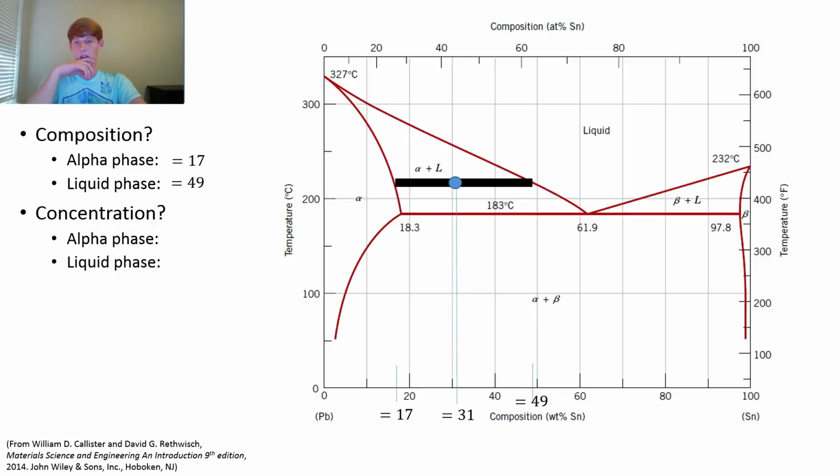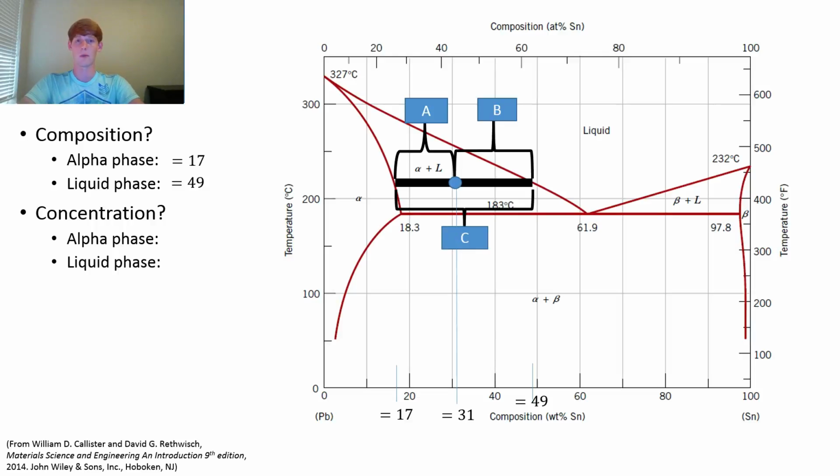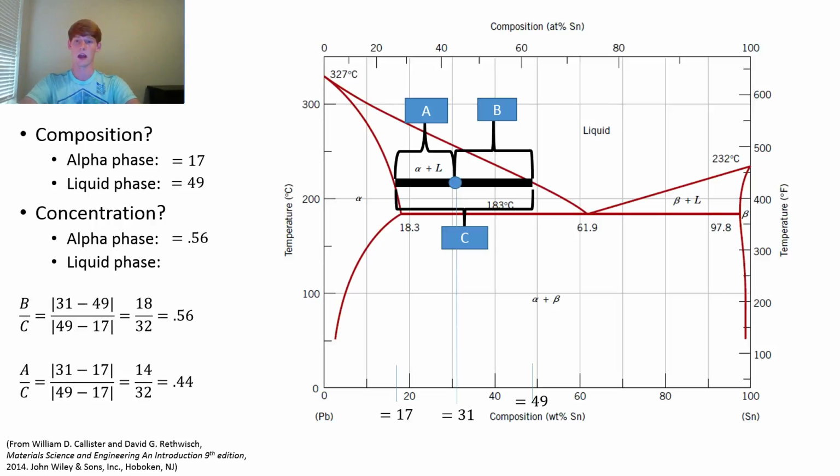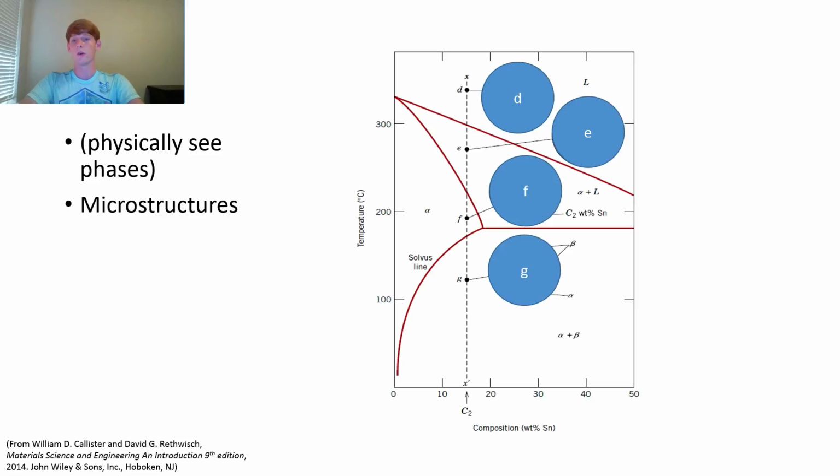Now if we want to do the concentration, same thing, we use the lever rule, and we divide this into 2 parts, with the total line being the length C. And if you want to calculate the concentration of the alpha phase at this point, we take the opposite line segment divided by C, and vice versa for how much liquid phase. Pause it now if you want to look at the calculations. I'll be moving on.